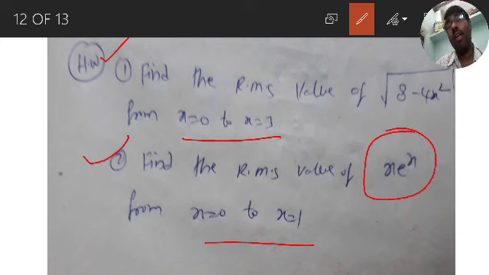So first of all, read the formula. RMS value, root mean square value, is square root of 1 by b minus a integration a to b f of x whole square dx. Once you remember the formula, it is very easy to do the problems. I have already given 6 solved problems, and now the 2 homework problems. Try to do the homework on your own, read the formula, practice the problems, then try to do the homework. You will easily get it.